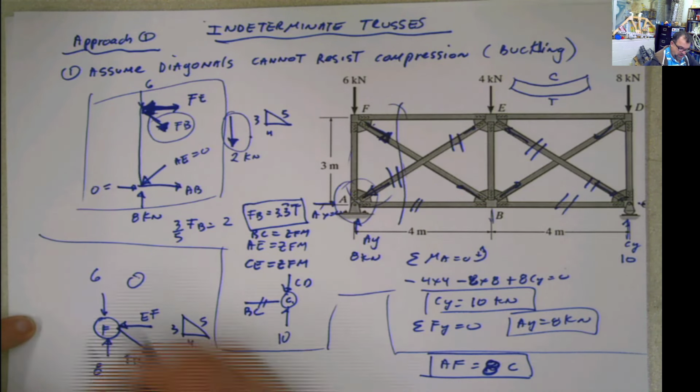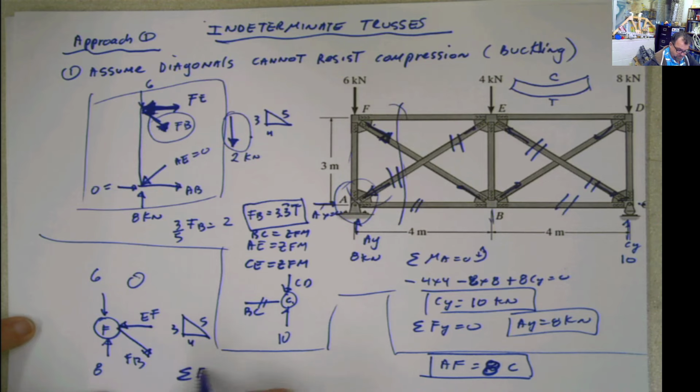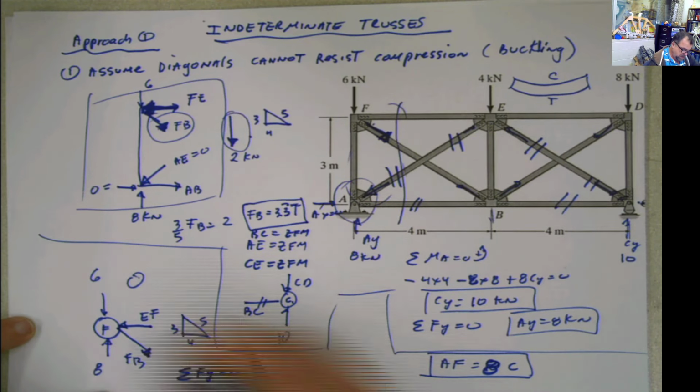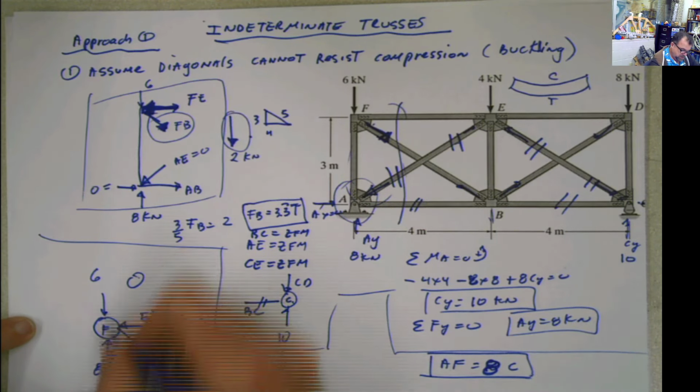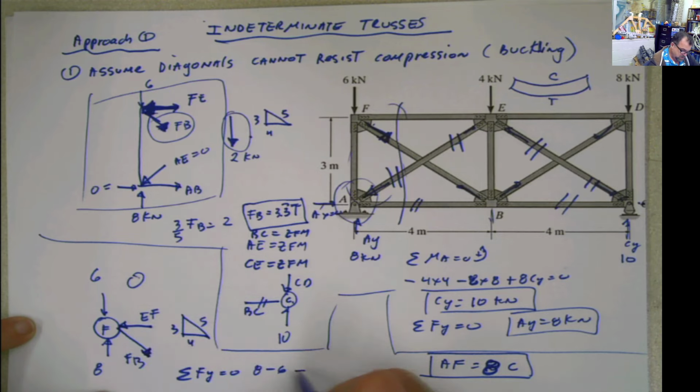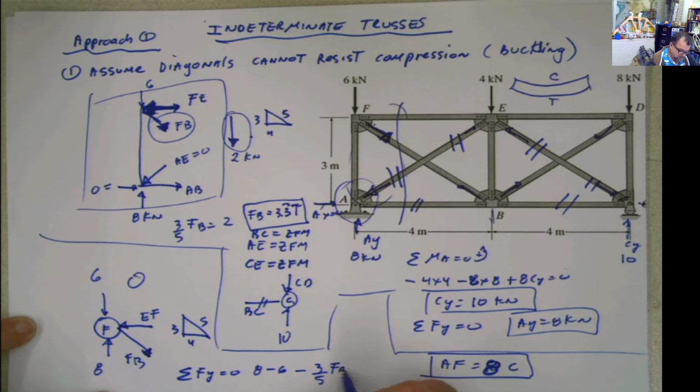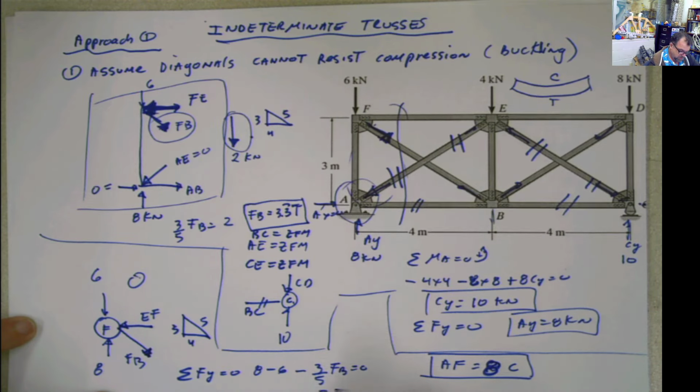Now, what do you do here in reality? What you're doing is summation of forces in Y equals 0. And if you do summation of forces in Y equals 0, then you have 8 minus 6 minus 3/5 of FB equals 0, meaning FB equals 3.3 in tension.